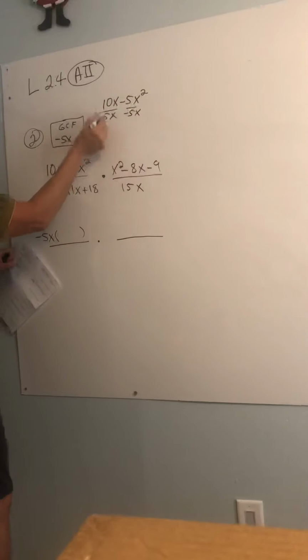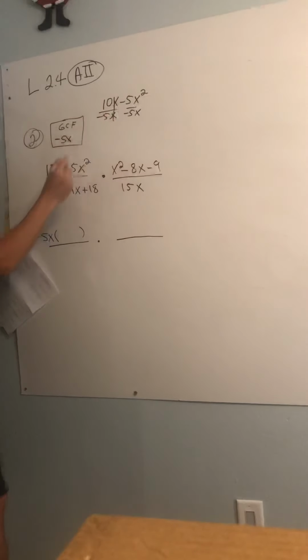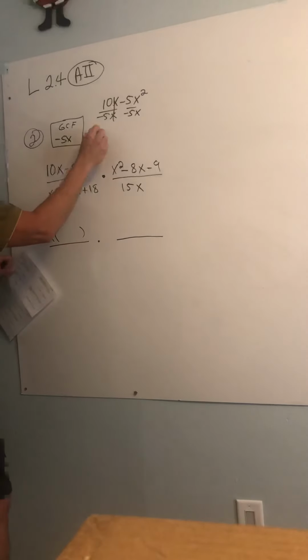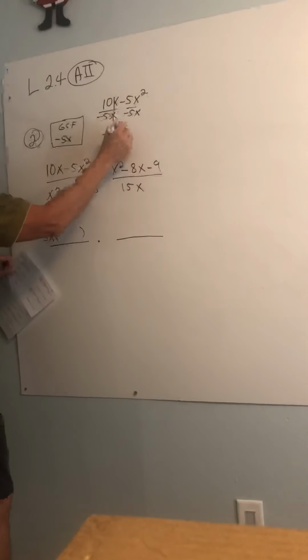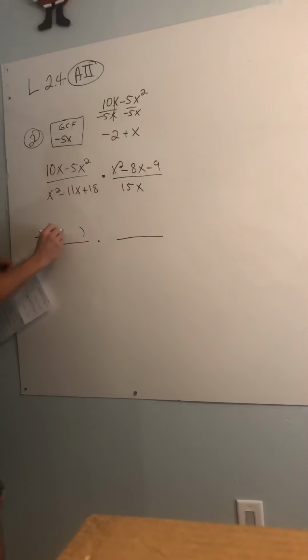When I divide the first one, the x's are going to cancel, and you're going to get negative 2. I'll write it here first. And over here, you're going to get plus x. And then I'm just going to rewrite it as x minus 2. Stay with me, stay with me. I know what you're thinking.